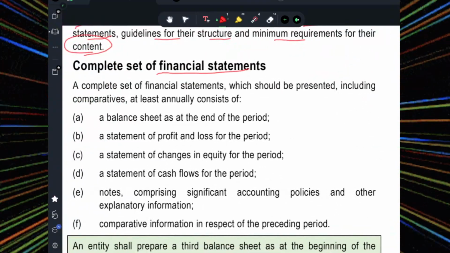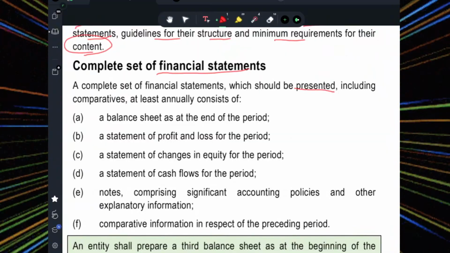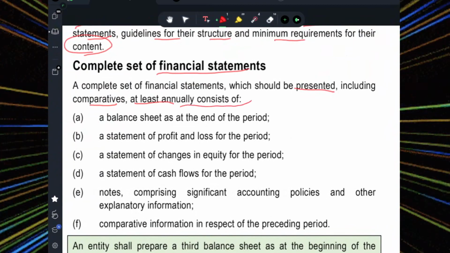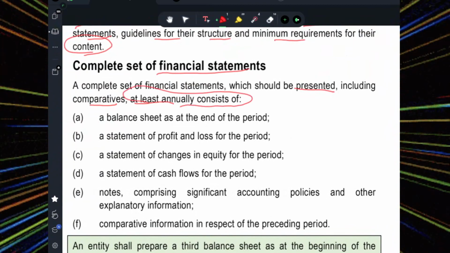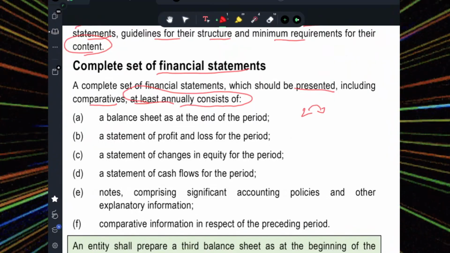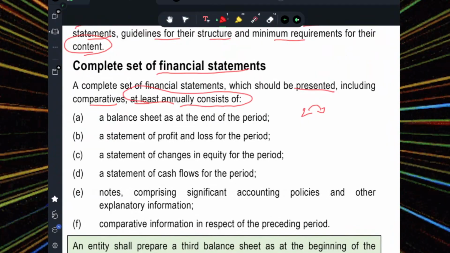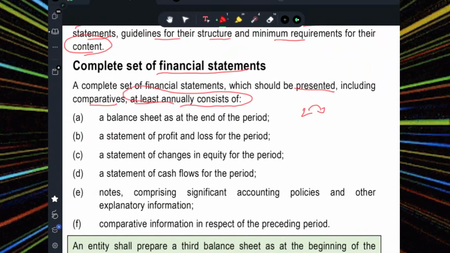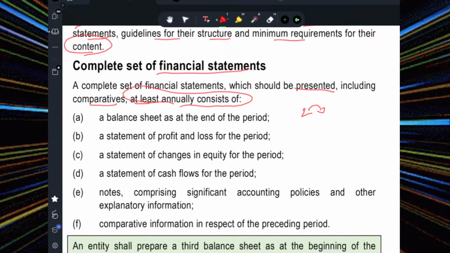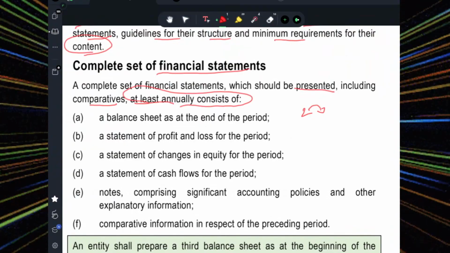What is a complete set of financial statement? It is presented including comparatives, and at least annually consists of the following. So the comparative financial statement can be compared annually; quarterly is not required. They have not said quarterly. They said annually at least you need to compare. Quarterly, if you're comparing, monthly you are comparing, weekly you are comparing, day-wise comparison also not an issue. But one thing is you need to compare at least annually.